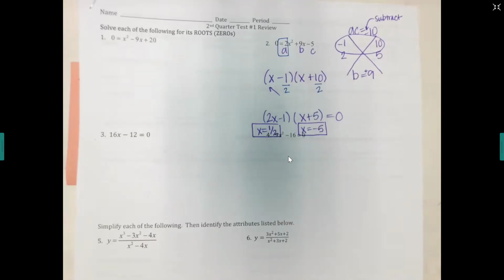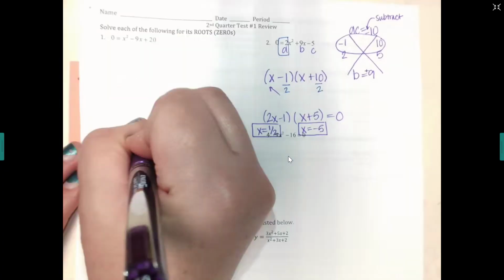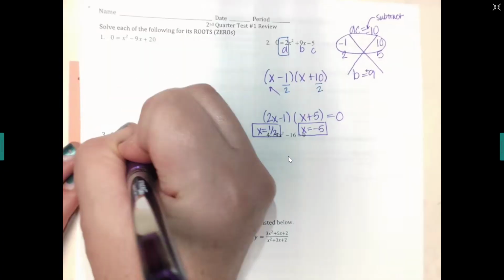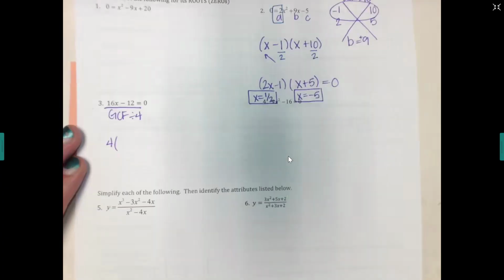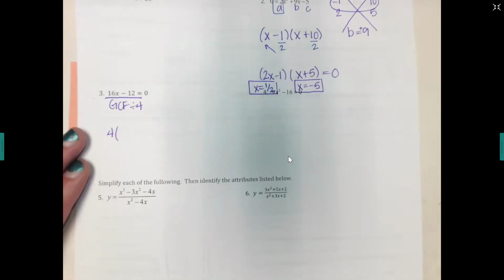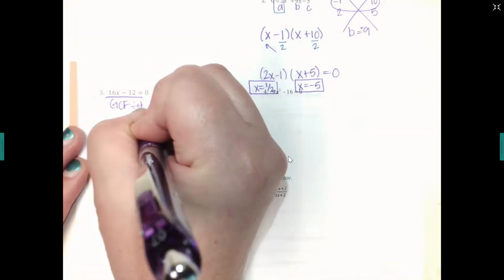All right, let's do one more from this section. Let's do number 3. What type of factoring could you do on number 3? GCF is correct. What can those both divide by? 4. So then my 4 would come to the front. My 16x would now be a what? Okay, and my 12 would now be a 3.